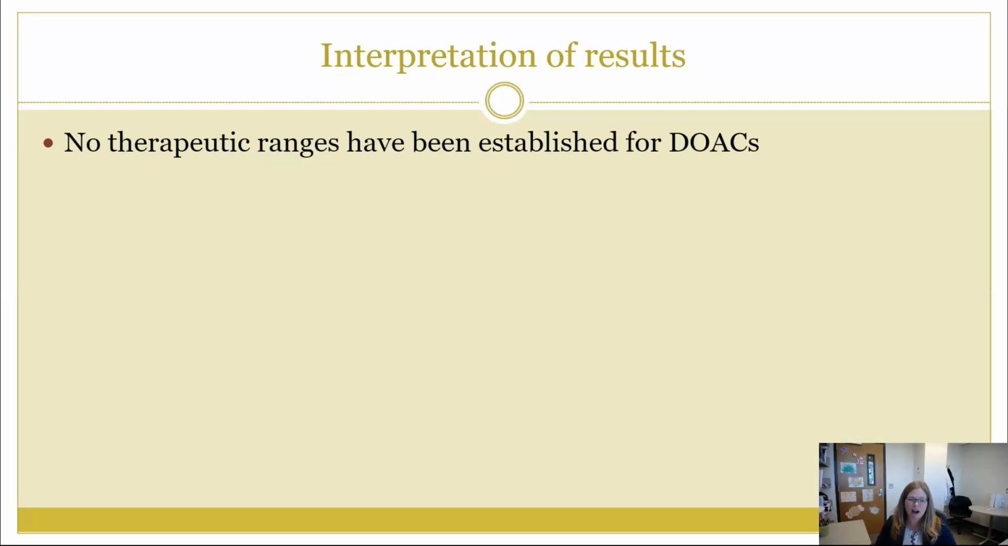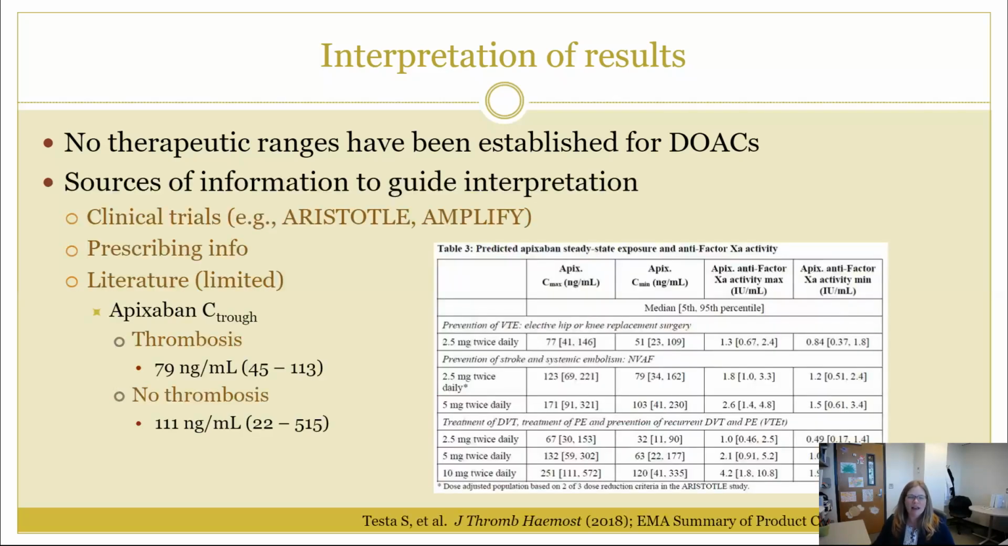Another challenge that has been hard to communicate with providers is the fact that we really don't have any therapeutic ranges that have been established for the DOACs. And so some sources of information that you can use to help your providers with interpretation are information from the main clinical trials, so the Aristotle and the Amplify trials. There is some information in the prescribing information, especially in the information outside of the US. And then there is starting to be some literature available that is looking to characterize concentrations of these DOACs in populations that either have thrombosis or don't.